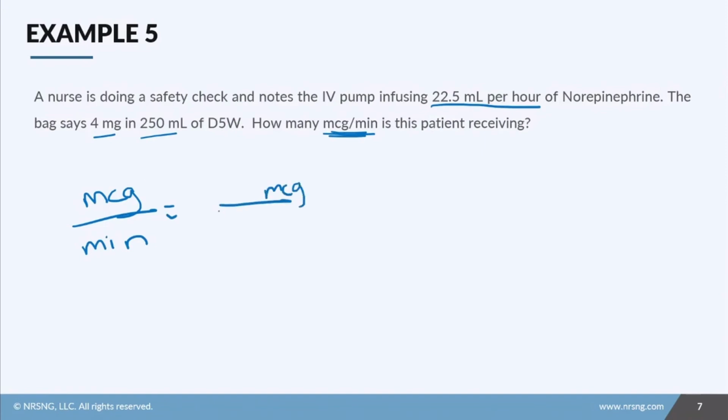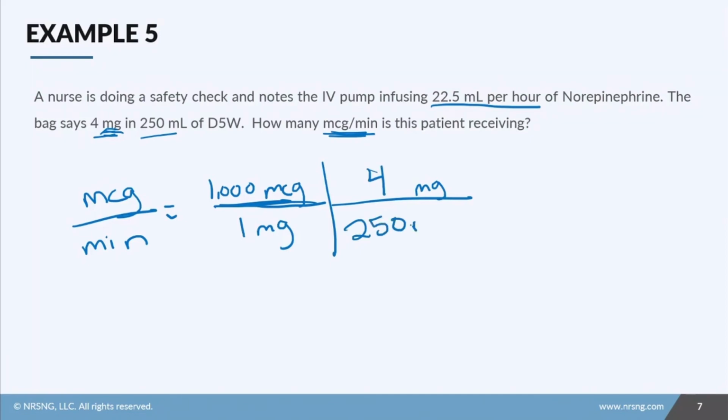What do we know about micrograms? What are we given? Well, nothing. So we convert. 1,000 micrograms equals 1 milligram. We know that's where we're headed, milligrams. Okay, what do we know about milligrams? Transfer units. We know that 4 milligrams is in 250 milliliters of D5W. Cancel milligrams. Are we where we want to be yet? Nope, so let's keep going.